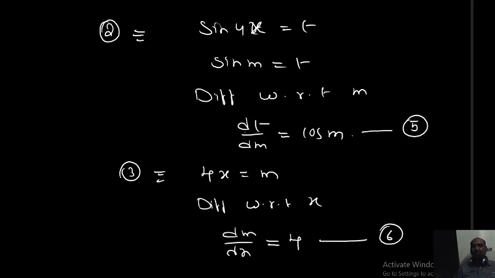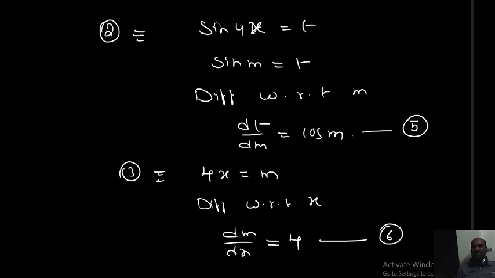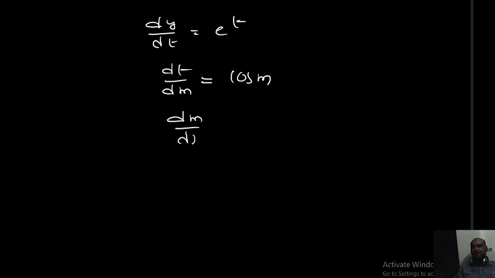So write 4, 5, 6 in one place, then we will get the correct idea. What is 4? dy/dt equal to e power t. The fourth one. Next, the fifth one, dt/dm, what you got? cos m. Next, dm/dx, that is equal to 4.